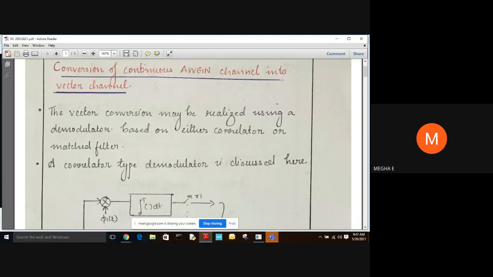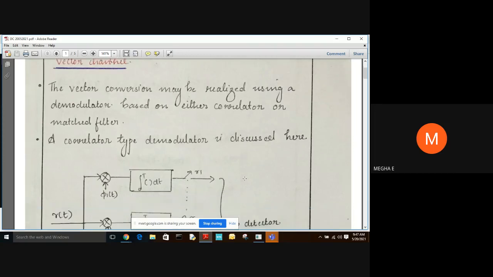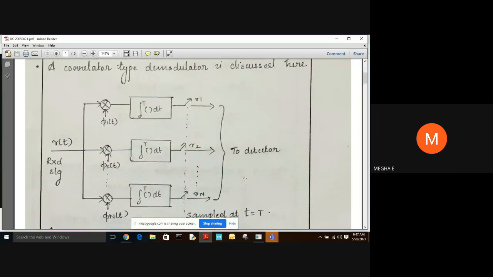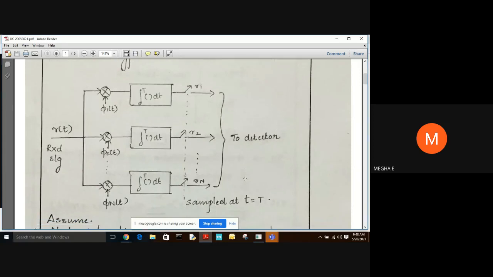So the demodulator which is used in vector conversion, that is the signal demodulator, can be either a correlator or a matched filter. Here we are discussing a correlator type demodulator. This is the correlator type demodulator. The figure shows the correlator type configuration.